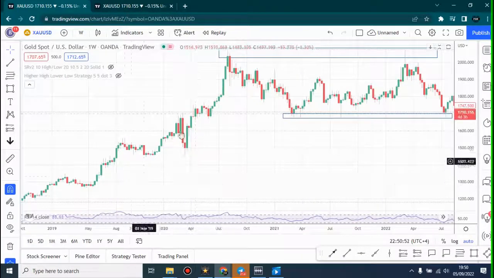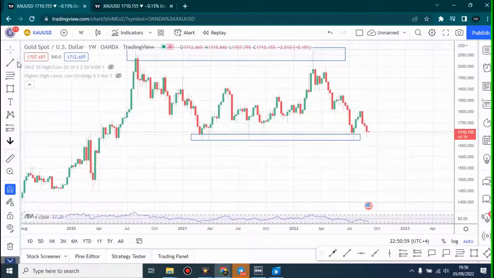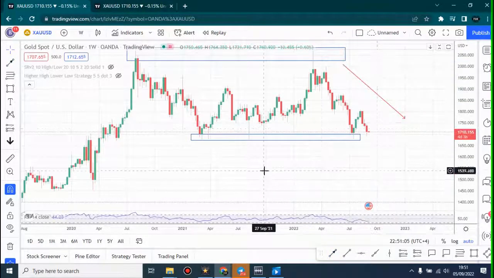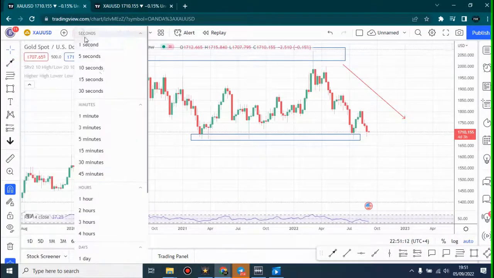So on the weekly analysis, we can see that price is falling down. The market is going in the downward direction. Okay, now with that said, I'll go to the daily to do another analysis.